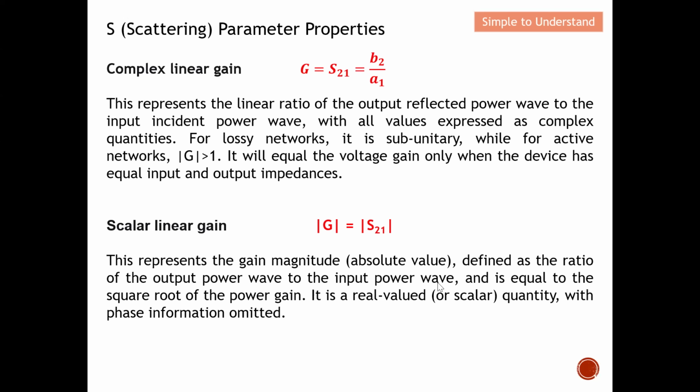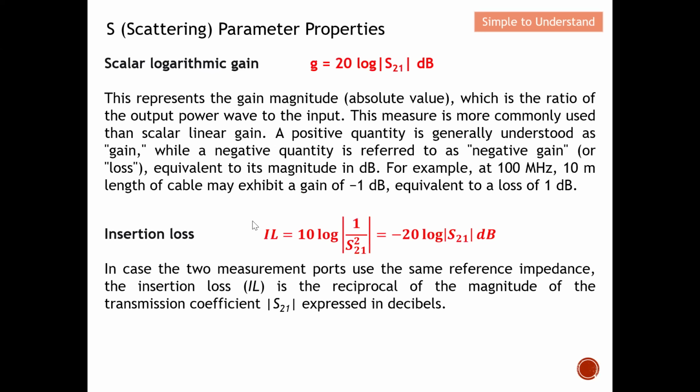In short, when you describe this as a polar, you only obtain the so-called magnitude; you ignore the phase. So basically this is equal to the square root of the power gain. It is a real value, or scalar quantity, with phasor information on it, which I have just explained earlier on.